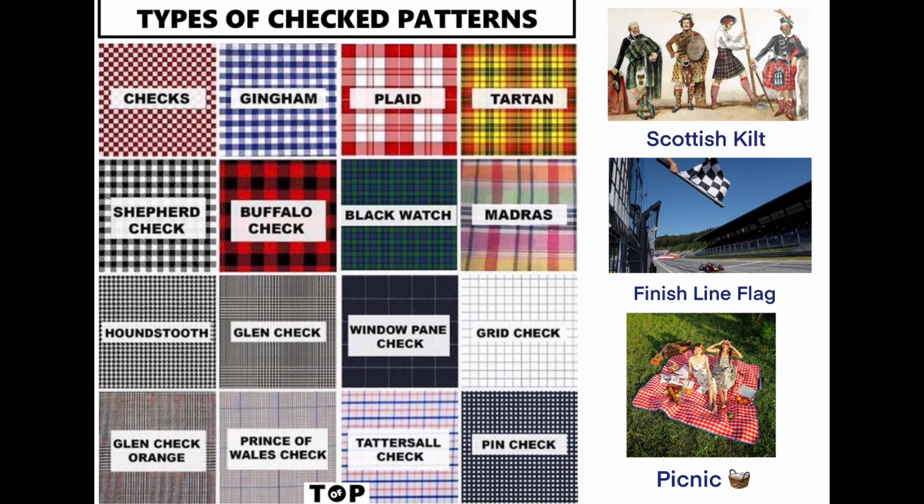So this image shows you different types of checked patterns that you may have seen in every day. So we've got checks, gingham, plaid, tartan and so on. For example, you might see tartan in the Scottish kilt, or you might see the checks in the finish line flag, and you might see gingham in a picnic blanket.